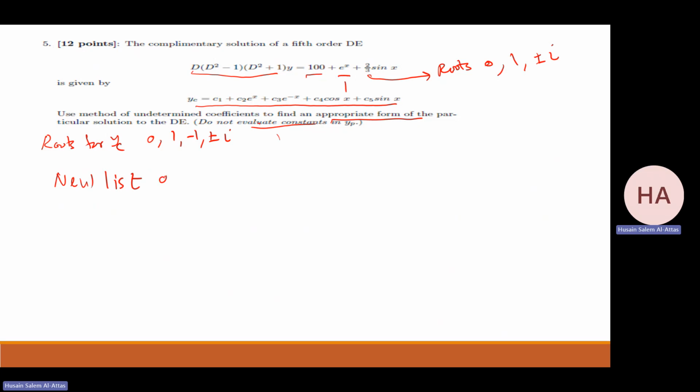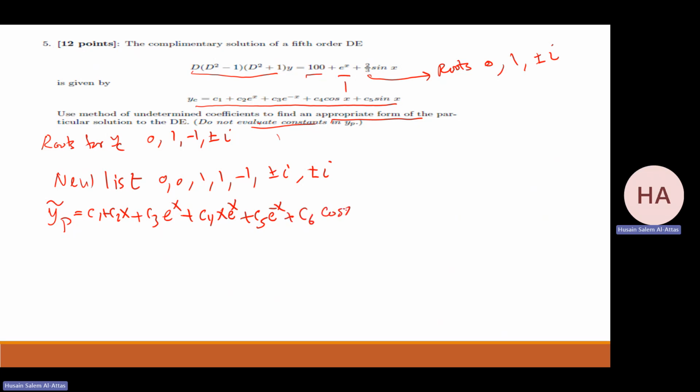What's the new list? 0, 0, 1, 1, minus 1, plus or minus i, plus or minus i. So I have here 1, 2, 3, 5. I have here 1, 2, 4, 9. That will be 9, yes. So YP hat will be what? C1 plus C2 x plus C3 e^x plus C4 x e^x plus C5 e^(-x) plus C6 cosine x plus C7 sine x, plus C8 x cosine x, plus C9 x sine x.